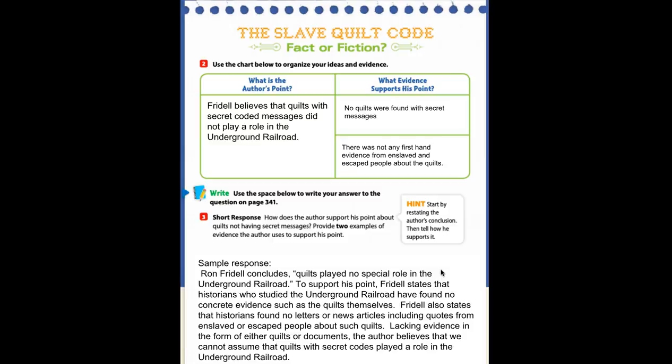Sample response. Ron Friedel concludes quilts played no special role in the Underground Railroad. To support his point, Friedel states that historians who studied the Underground Railroad have found no concrete evidence such as the quilts themselves. Friedel also states that historians found no letters or news articles, including quotes from enslaved or escaped people about such quilts. Lacking evidence in the form of either quilts or documents, the author believes that we cannot assume that quilts with secret codes played a role in the Underground Railroad.